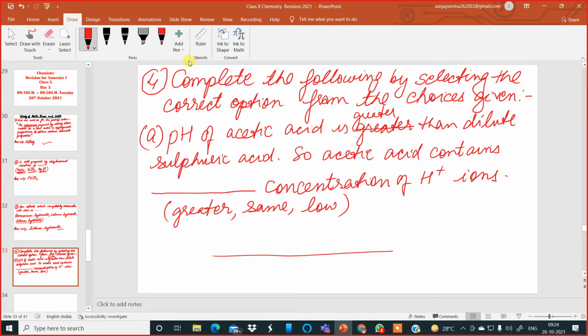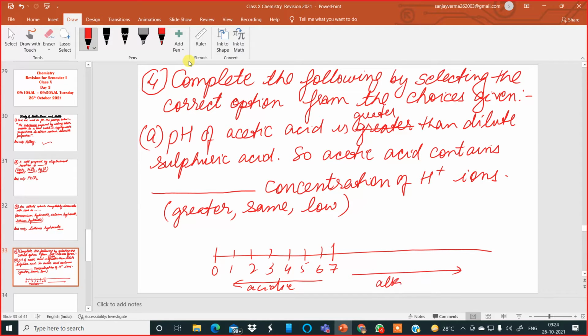Because if you look at the pH scale, this is 7, over here it is 0, 1, 2, 3, 4, 5, 6, 7. Now this way is acidic. If you move this way, it is alkaline. So here 7, 8, 9, 10, 11, 12, 13, 14. This question is correct. It is greater than, sorry. So pH of acetic acid is greater than dilute sulfuric acid.